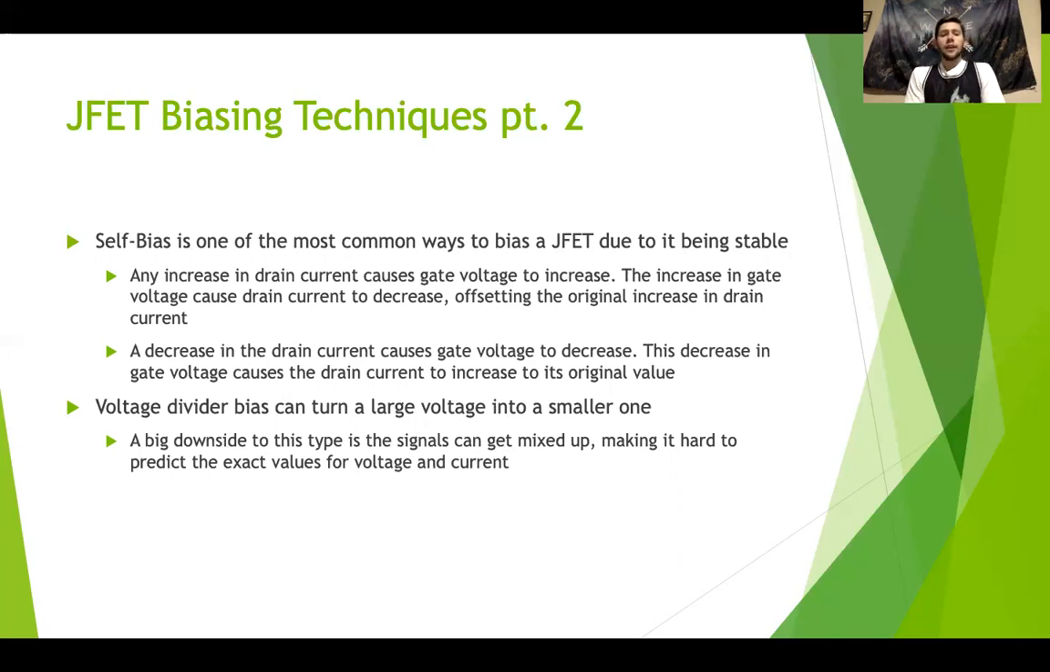The voltage divider bias pretty much can turn a large voltage into a smaller one by splitting it down the middle. Divider kind of makes sense. A big downfall to this type is the signals can get mixed up, making it very hard to predict the exact values for voltage and current.